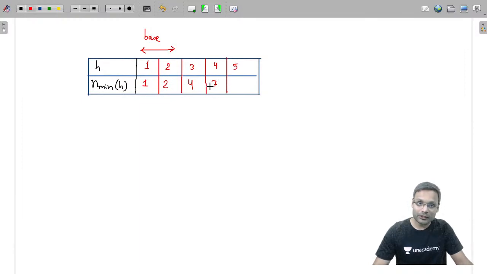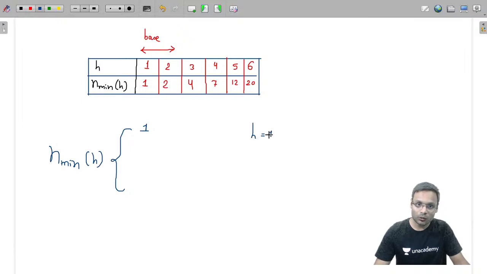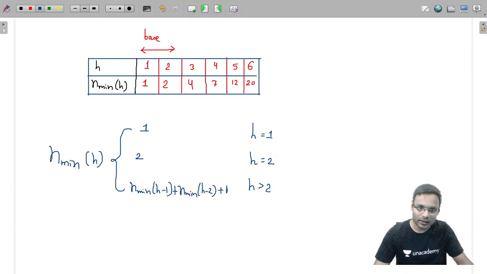Then for 5 it should be 7 plus 4, 11, and plus 1, 12. For 6, 12 plus 7, 19, plus 1, 20 nodes, and it goes on. So can I write a simple formula here? If I want the minimum number of nodes of height h in an AVL tree, it is equal to 1 when height is equal to 1, it is 2 when height is equal to 2, and when height is greater than 2, what we are going to say is n minimum with height h minus 1 plus n minimum with height h minus 2 plus 1.